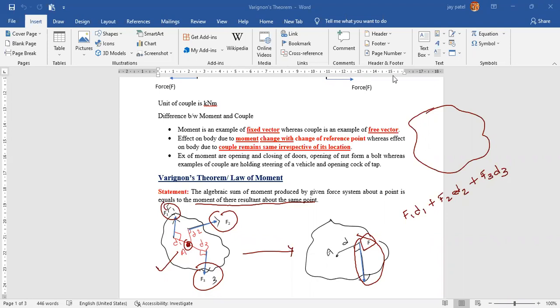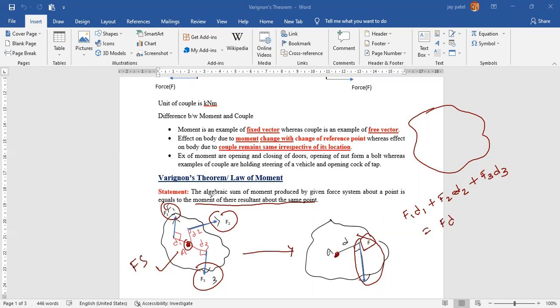Not clear? So, as per the statement of the Varignon theorem, we can write that it is equal to F into D. Now, what we have to do here? In our actual force system, we have three forces: F1, F2, and F3. Now we are replacing F1, F2, F3 with an F force, which is your resultant force. In the actual force system, we are taking a moment about point A, and that point A is at the same location in this body.